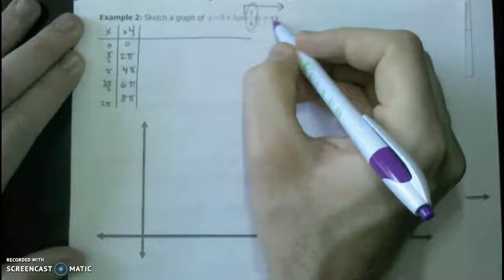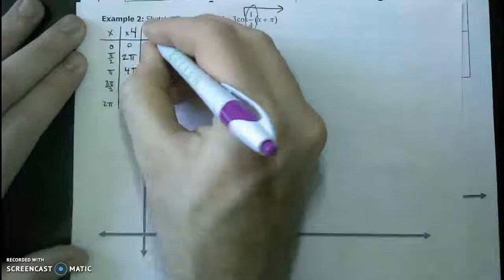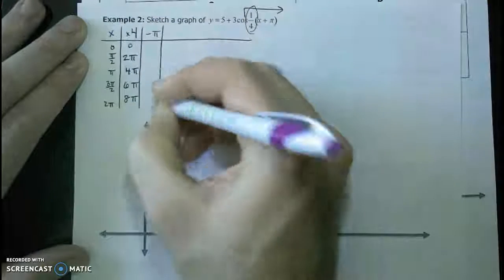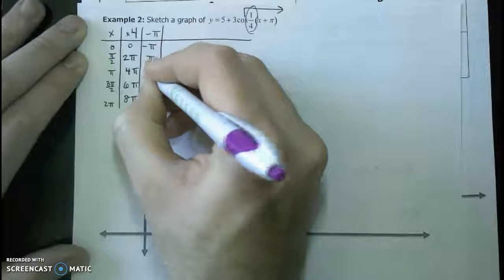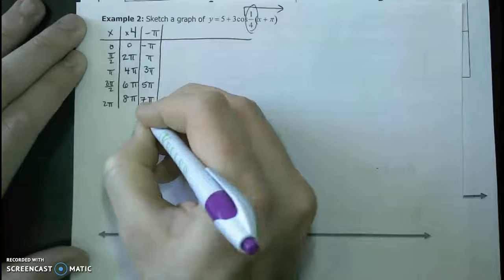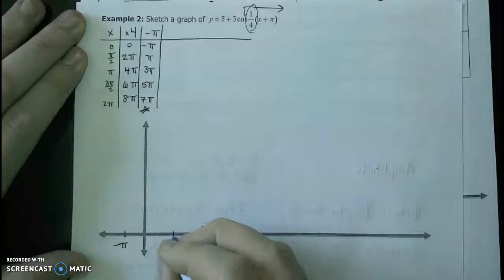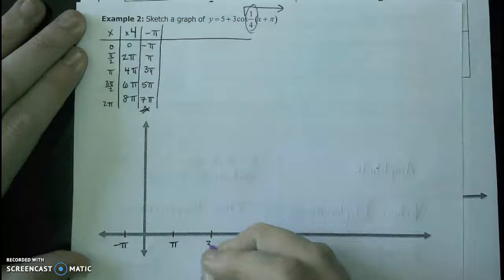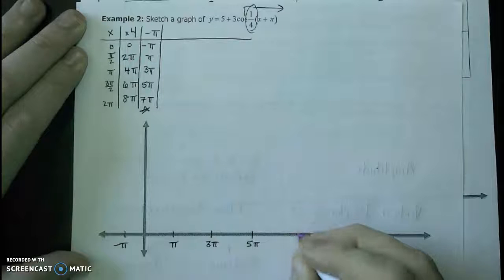Then next we have a plus pi in the equation, which means we are going to subtract pi from all of those. So that'll be negative pi, 1 pi, 3 pi, 5 pi, 7 pi. Those are the x values we're going to graph. So we start at negative pi, then positive pi, 3 pi, 5 pi, and 7 pi.